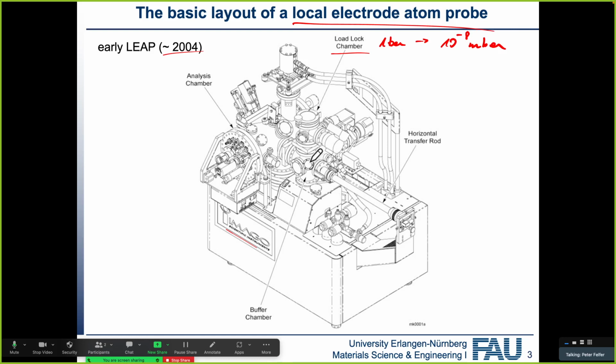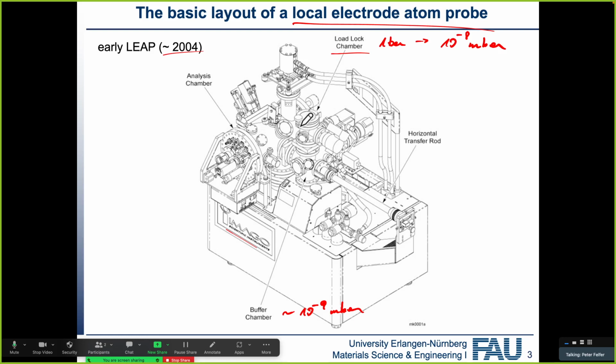You can then move your specimens into the buffer chamber where they reside at a pressure of about 10 to the minus 9 millibars. Again, it's instrument specific. On the LEAPs, it's about 10 to the minus 9. On our home-built ones, it's about 10 to the minus 10. The main purpose of having this is to facilitate a continuous movement of specimens.